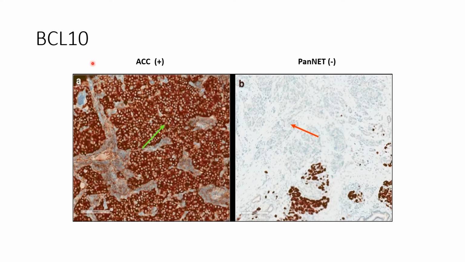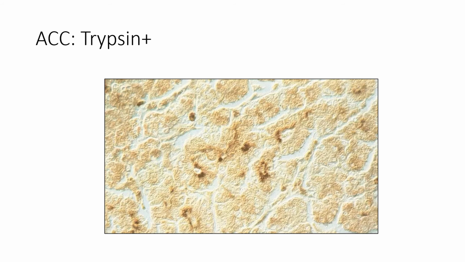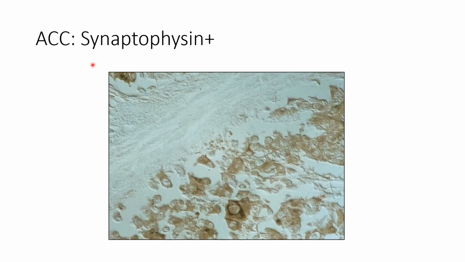So BCL10 is very useful to differentiate between acinar cell carcinoma and pancreatic neuroendocrine tumor. ACC is also positive for trypsin. Here you can see these small dots of brown staining, and it is also positive for synaptophysin.